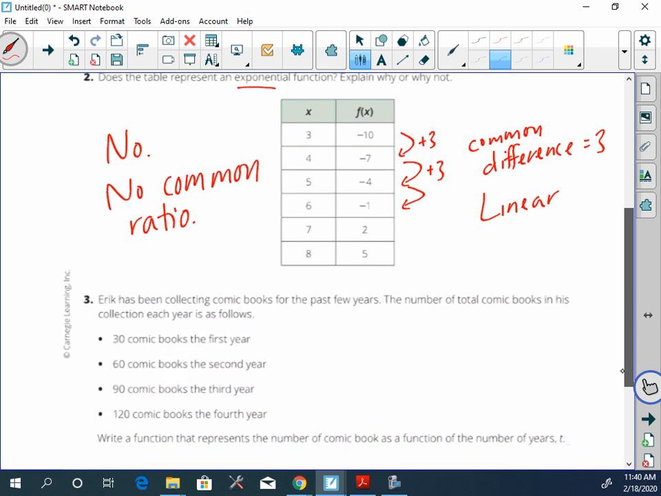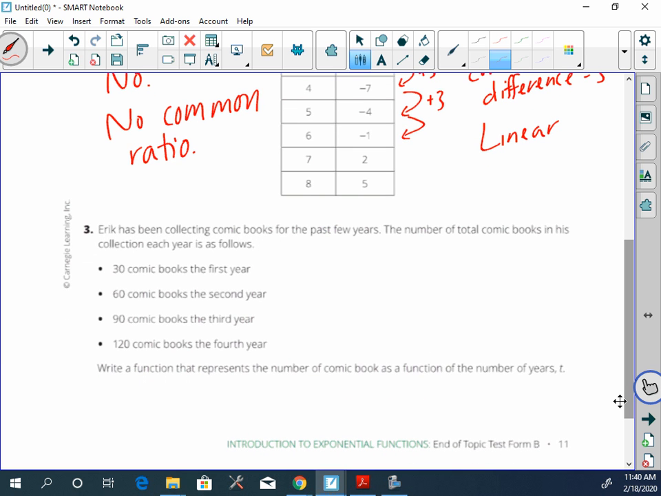Okay, if we scroll down to the bottom one here, the bottom one tells us that Eric has been collecting comic books for the past few years. The number of total comic books in his collection each year is as follows. So for the first year, he has 30. For the second year, he has 60. The third year is 90. So it's going up by 30.